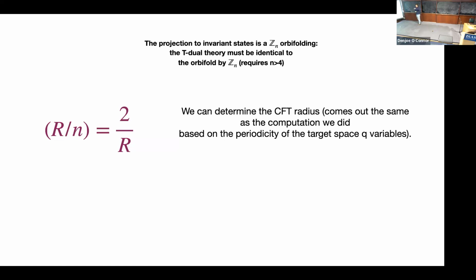So basically, you can either orbifold or T-dualize, and then you get a relation between the two of them, and that tells you that r over n is 2 over r, and then you go back and you find that r is equal to square root of n, which was the computation that I got from these other bosonic variables for free. So just based on the symmetry and the existence of a U(1) current algebra, you can determine the CFT radius, and it basically comes out the same as the computations you did.